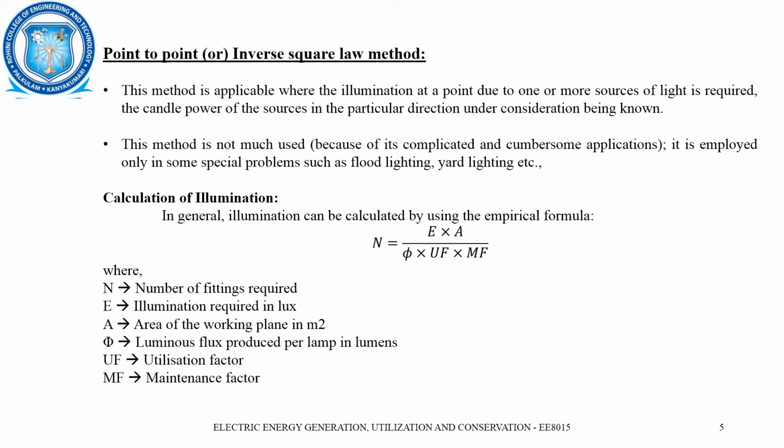While considering the point-to-point or inverse square law method, the calculation is made by considering the illumination level, the area where the illumination is being made, the luminous flux produced per lamp, the utilization factor, and the maintenance factor. Now what is calculated here is the number of fittings required. This method is applicable where the illumination at a point due to one or more sources of light is required. The candle power of the sources in that particular direction under consideration should be known.